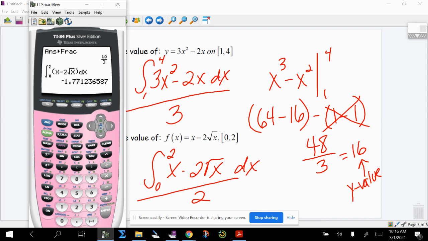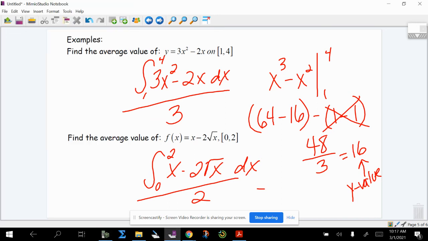You are going to get a decimal, mainly because of that square root. Square roots often produce things that aren't very clean when it comes to answers. That is your area. Now you'll notice it's negative. That's telling me about the location of the area. If I divide by 2, my average value, or average height, is negative 0.885 or negative 0.886. They would accept either one. What that means is my function on the interval 0 to 2 is actually more under the x-axis than it is above the x-axis. So negative answers are okay. They are just indicative of location.